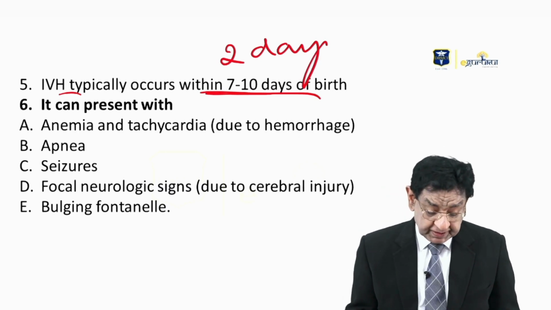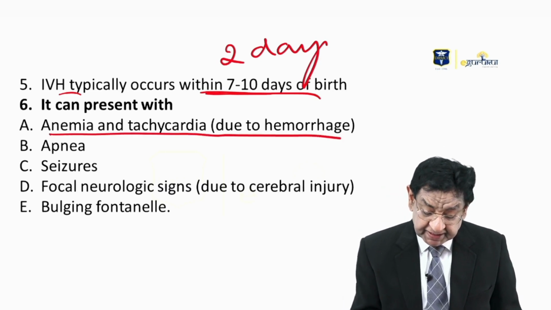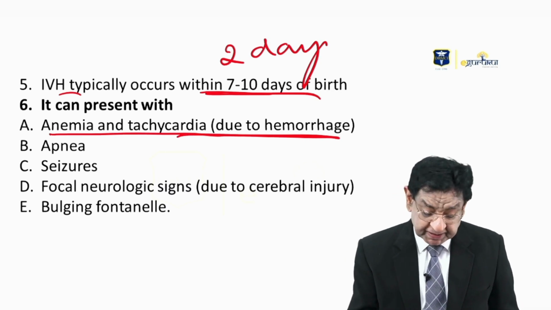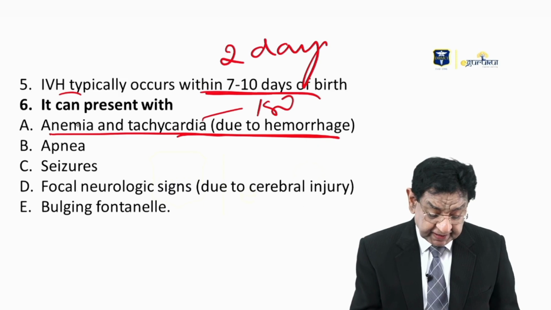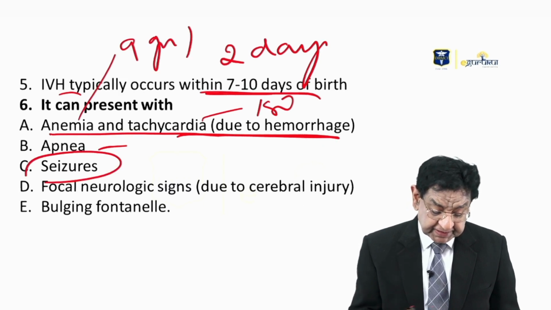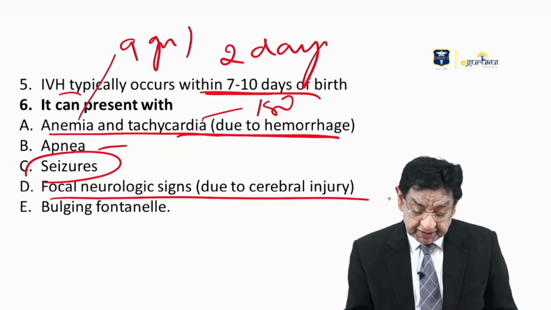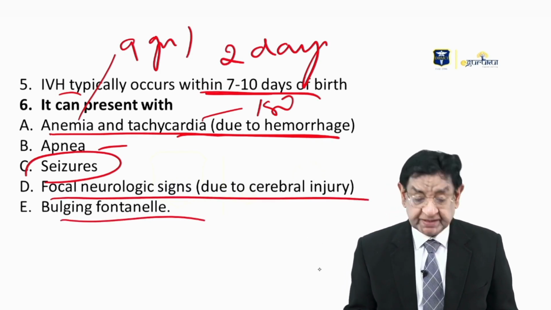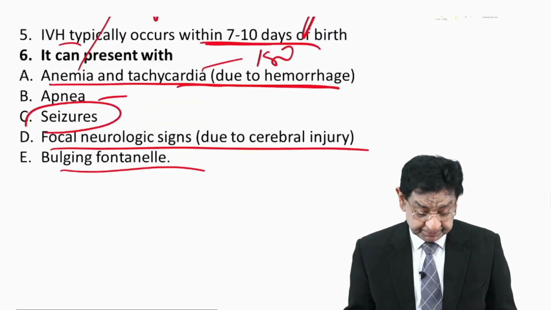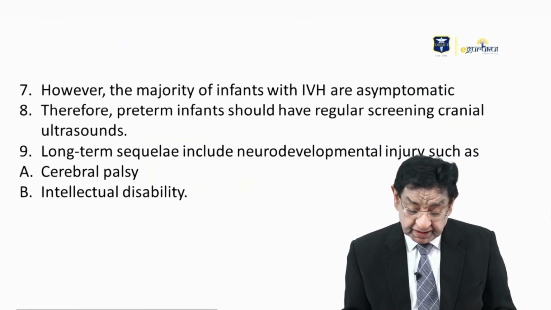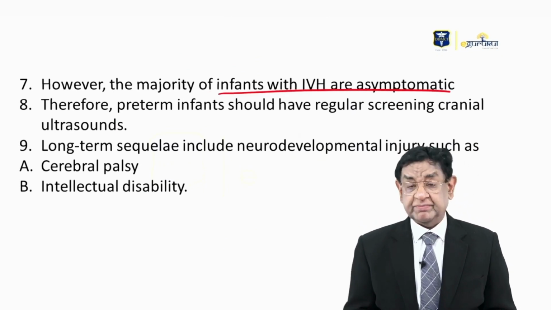Okay. It can present with anemia and tachycardia due to hemorrhage. Like in our case, pulse is 180 and anemia of 9 g% is there. Apnea and seizure are there in our case. Focal deficit and bulging fontanelle were there in our patient. However, the majority of them are asymptomatic.